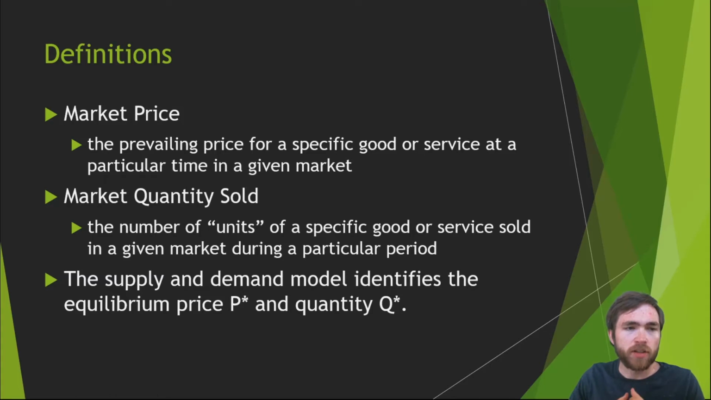Just a few more definitions. We've got market price. So that's the prevailing price for a specific good or service at a particular time in a given market. We also have market quantity sold, which is the number of units of a specific good or service sold in a market at a given time during a particular period. So our model, the supply and demand model, identifies this market price and market quantity sold as something we call the equilibrium price and equilibrium quantity, which we identify with a P star and a Q star.